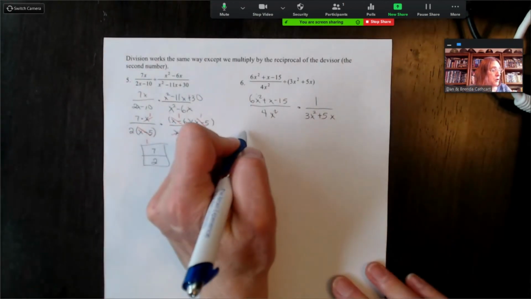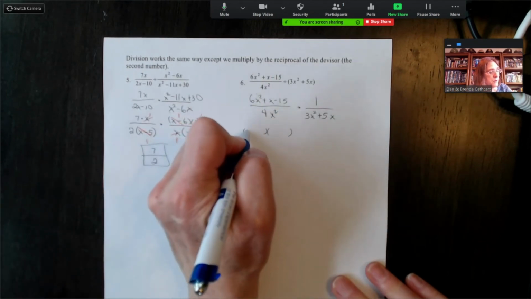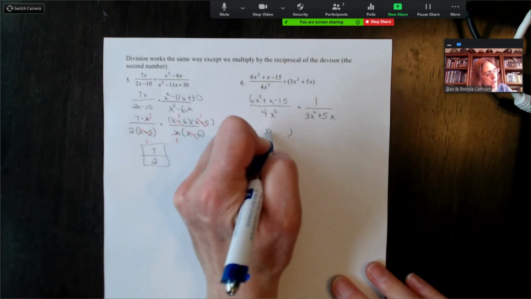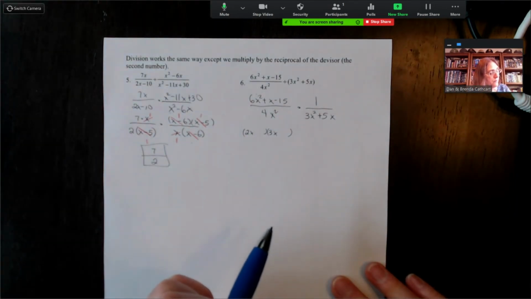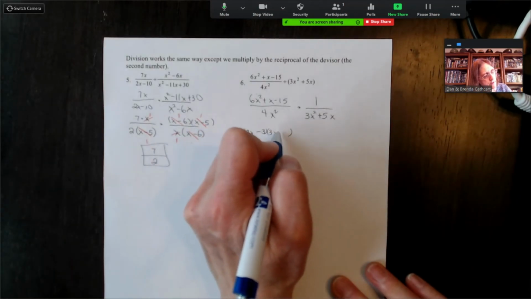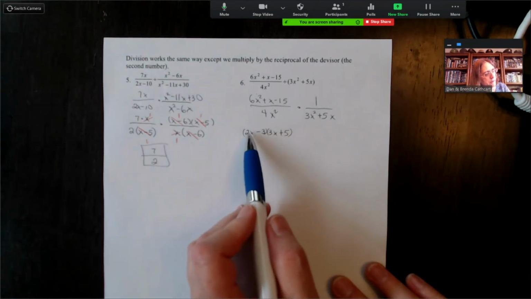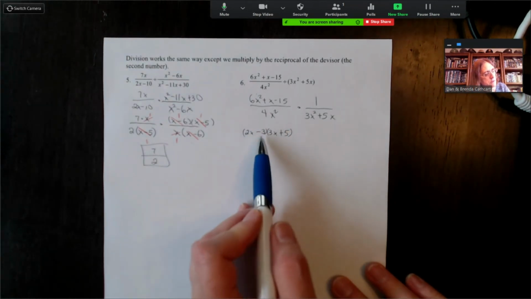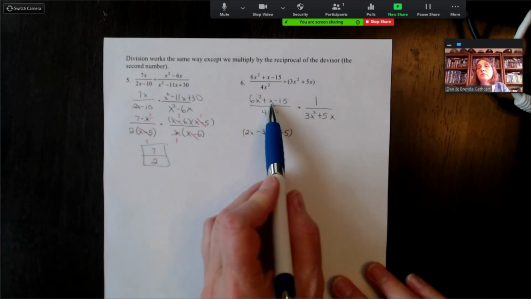So we have the trinomial that we're going to factor into two binomials. To get 6x squared, it's going to be 2x and 3x. To get negative 15, we're going to have 5 and 3, with the 3 multiplied by the x and the 5 multiplied by the 2. Our outer term would give us 10x, our inner term negative 9x, to add to the positive 1x in the middle.